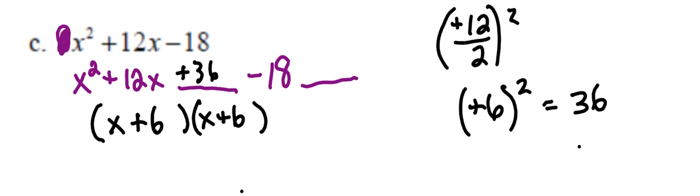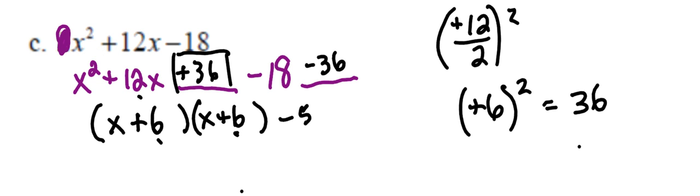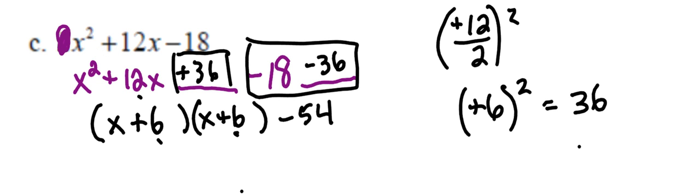In order to make this work, see, 6 plus 6 gets me 12. 6 times 6 gets me 36. I need to put a 36 in that blank. And over here, what I need to do is put a minus 36. Negative 18 minus 36 is negative 54. That needs to go at the end. I just simply combine those. They're like terms. Now, why did I put a negative 36 there?